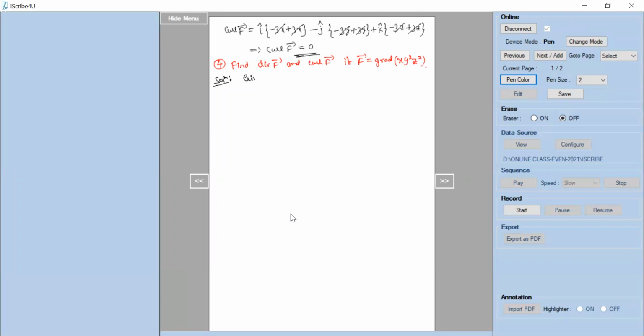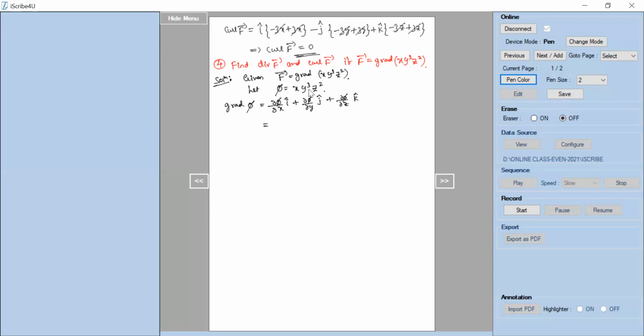So here the given function is vector F equals grad of x y³ z². So this is a scalar function. So I'll take the scalar function as phi. So let phi equal x y³ z². Now let us find the gradient of this. Now grad phi is nothing but ∂phi/∂x i cap plus ∂phi/∂y j cap plus ∂phi/∂z k cap. So let us calculate this right away.